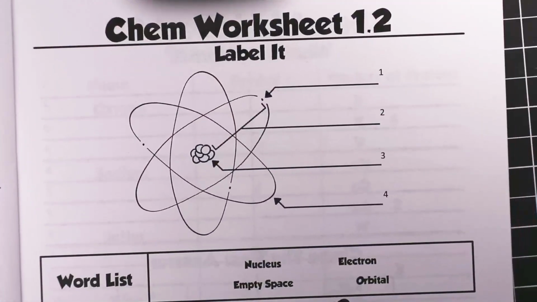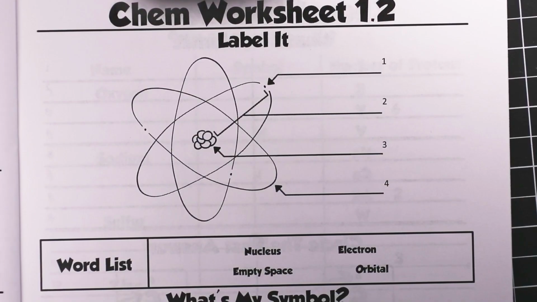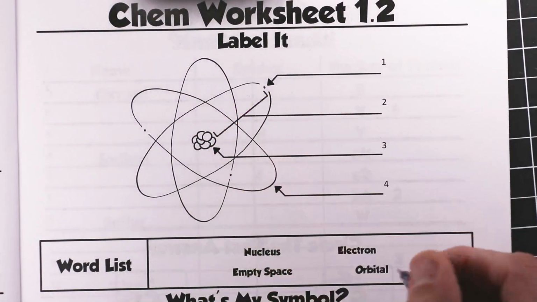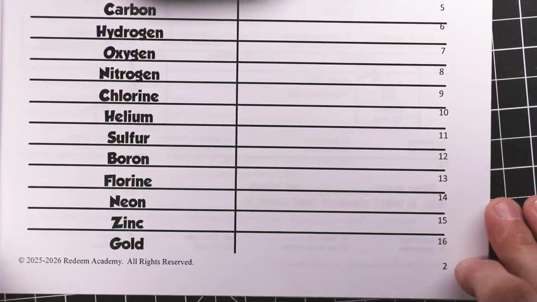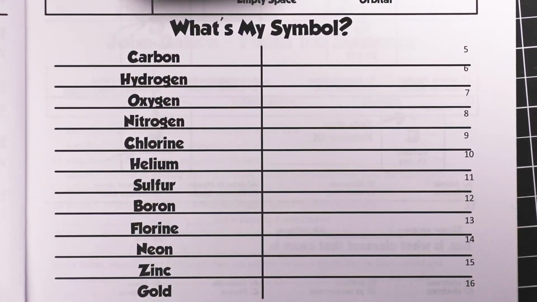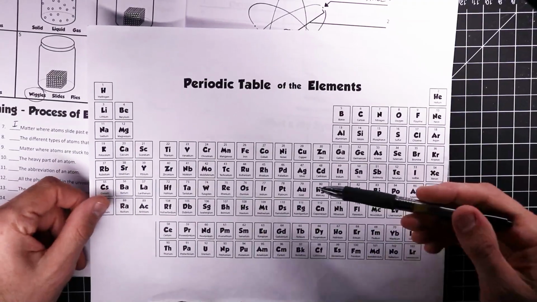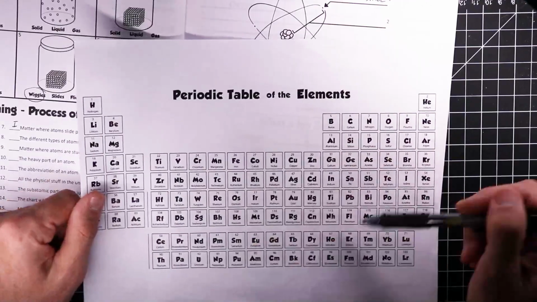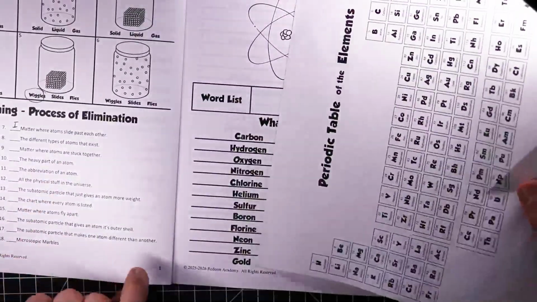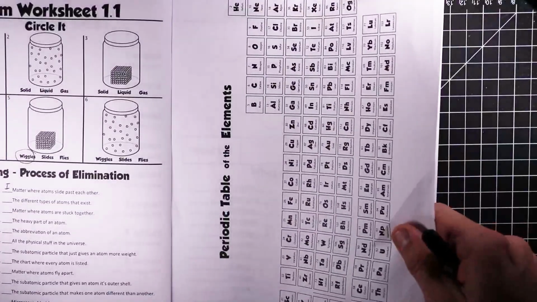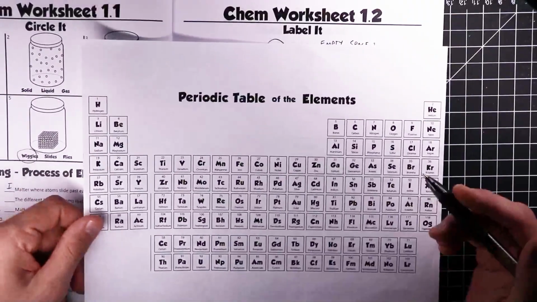Up to 1.2, got some labeling. The big gap here is empty space. All right, what's my symbol? Now here's something you need. You're going to need a periodic table for this. In your curriculum, there is an insert of the periodic table that you can just stick into your workbook. You're going to need this over and over again throughout the whole unit.